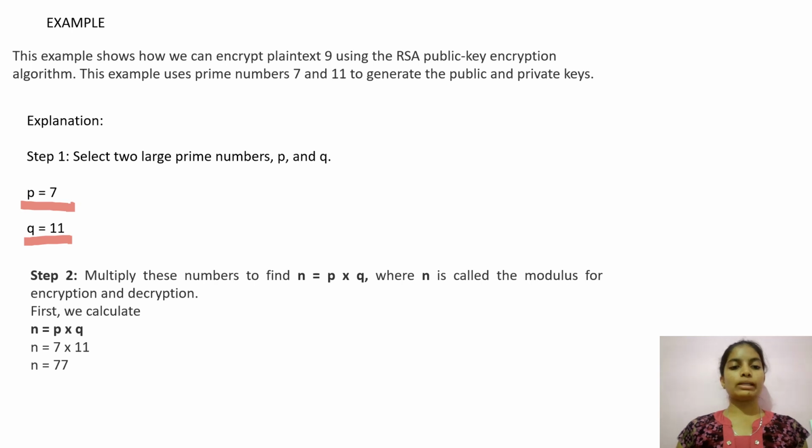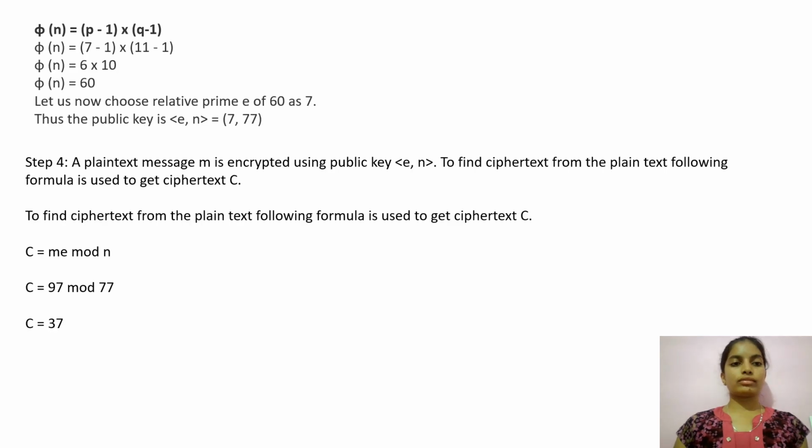Step 2, multiply these two numbers: n is equal to P Q. So n is equal to 7 into 11, which gives 77. Phi of n is equal to P minus 1 into Q minus 1. Substituting P and Q, 7 minus 1 into 11 minus 1, phi of n gives 60. Now let us choose a number E relatively prime to 60, as 7. Thus the public key, E comma n, will be 7 comma 77.